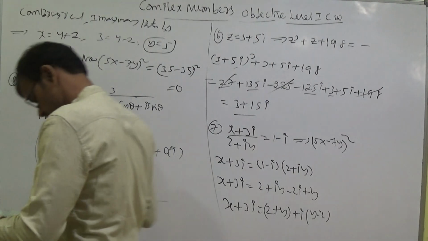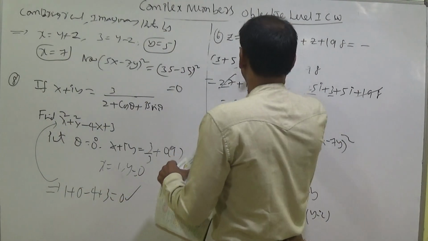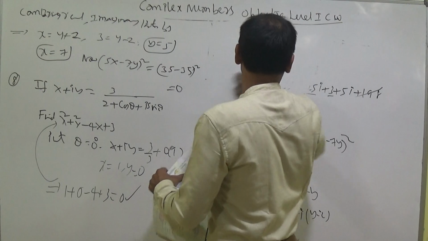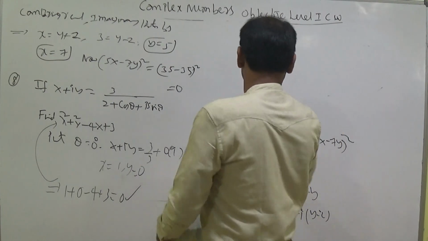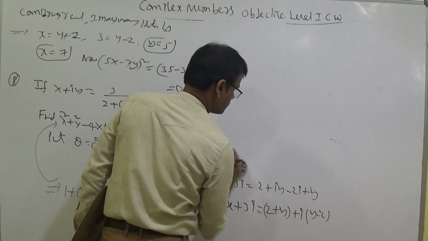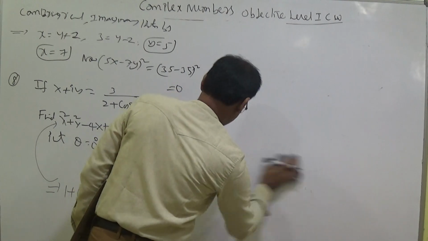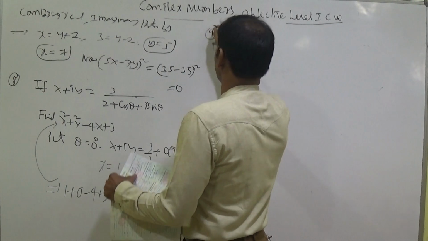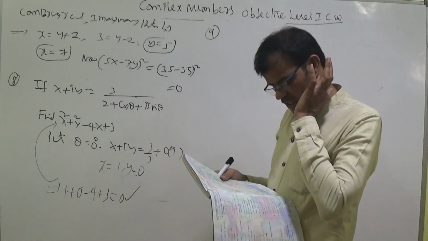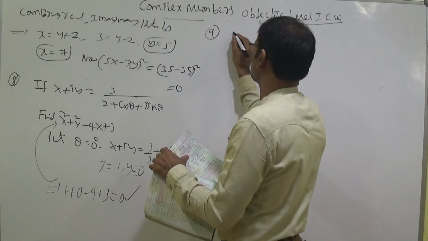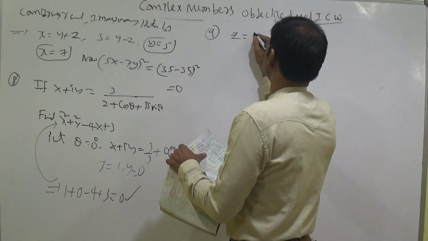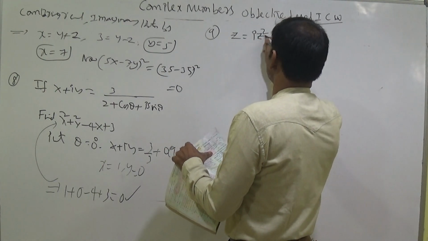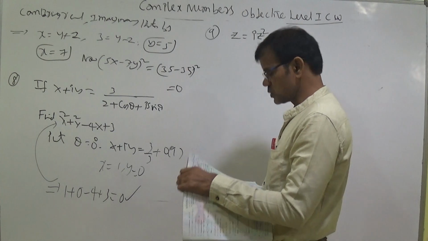Ninth question. The non-zero complex number z satisfying z is equal to iz². The non-zero complex number z satisfying z is equal to iz².